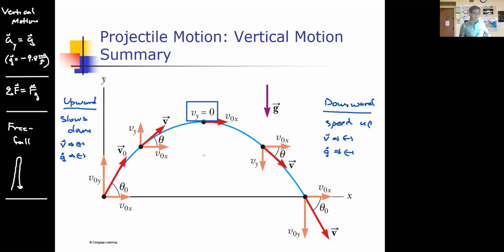And what we always want to make sure of is that we always treat the upward direction as positive, downward as negative. All right. So those are the velocities. Now we know how to deal with the velocities. Let's deal with the displacement.